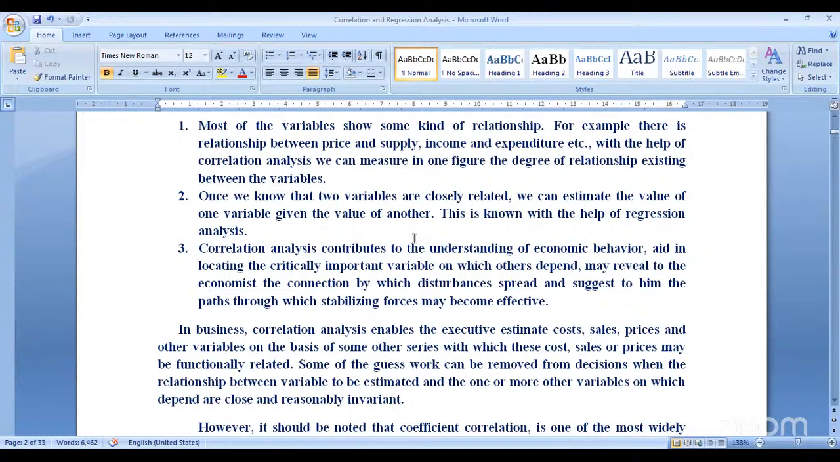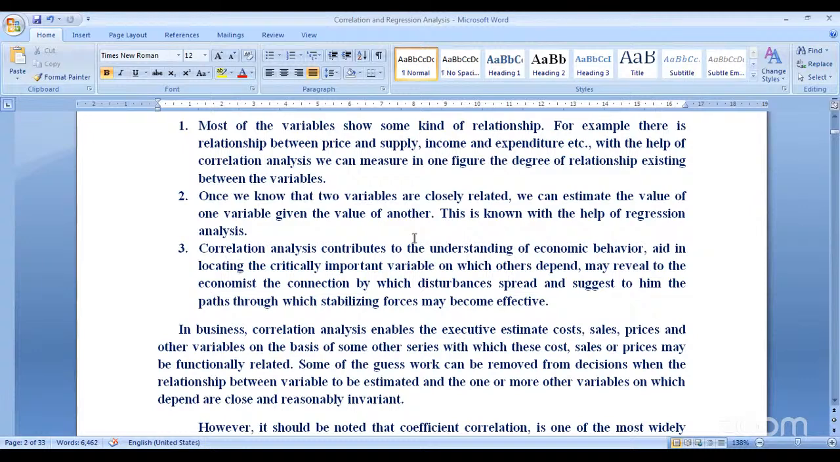Then next, with the help of correlation analysis, we can measure in one figure the degree of relationship existing between the variables. Okay. Once we know that two variables are closely related, we can estimate the value of one variable given the value of another. This is known with the help of regression analysis.